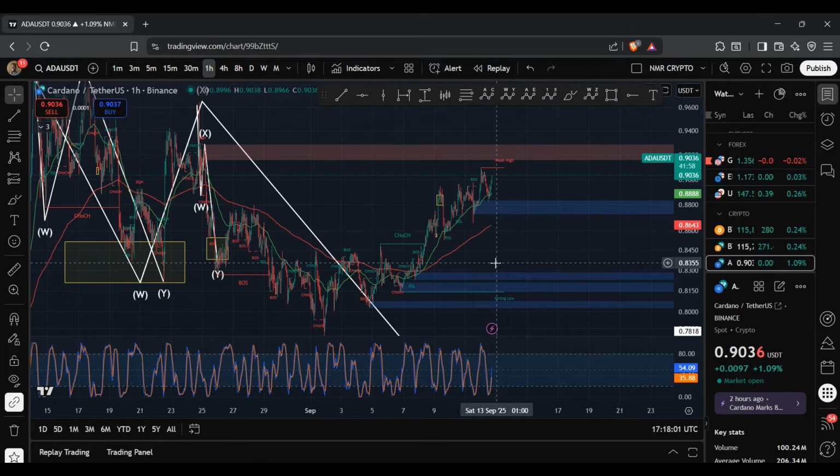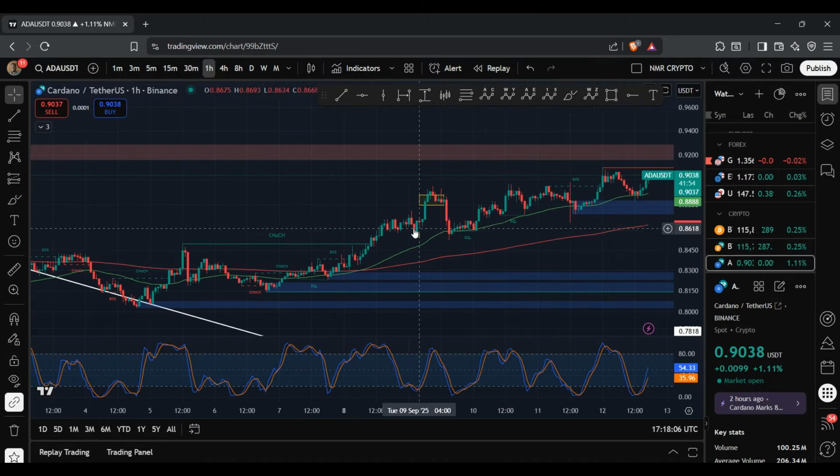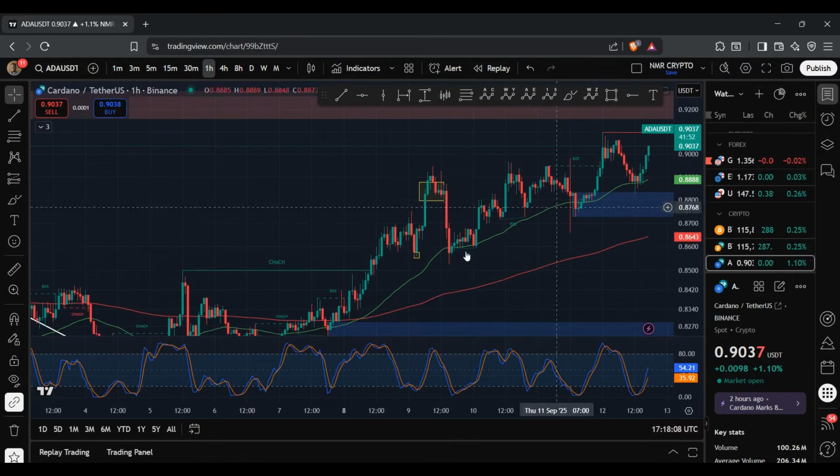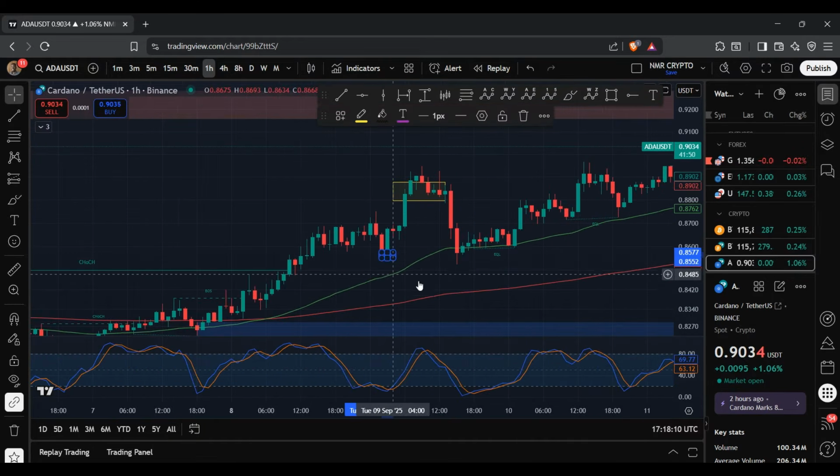So ADA has been in an uptrend, and following on from my previous update, you can see that we ended up tapping into the targets that I set out, where I mentioned that the short-term target was this region between 85.52 cents to 85.77 cents, given that I was tracking a WX bar structure to complete the fourth wave.